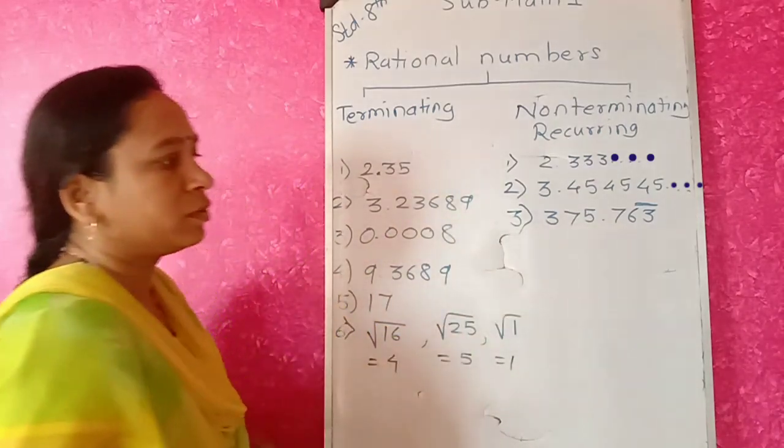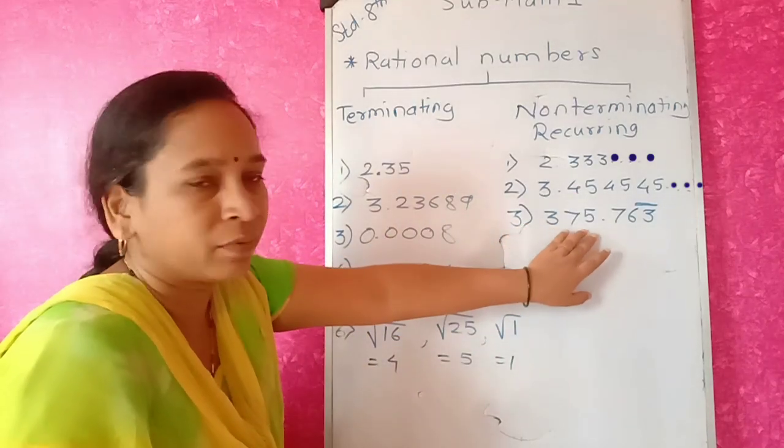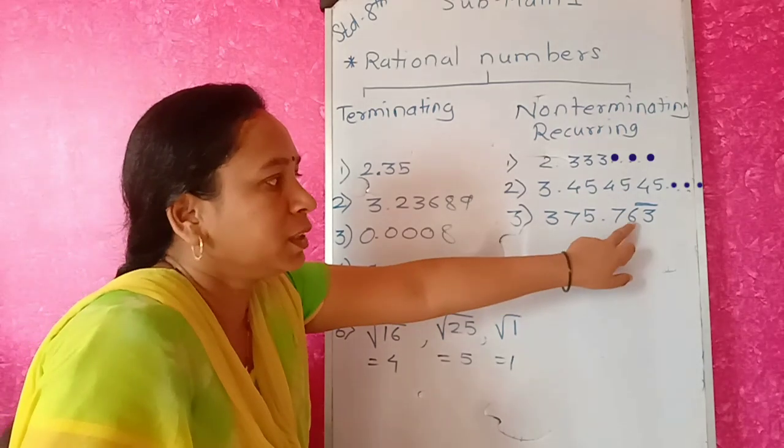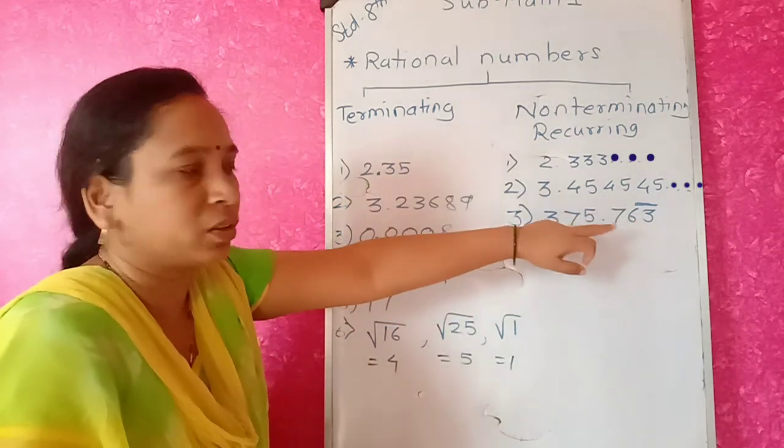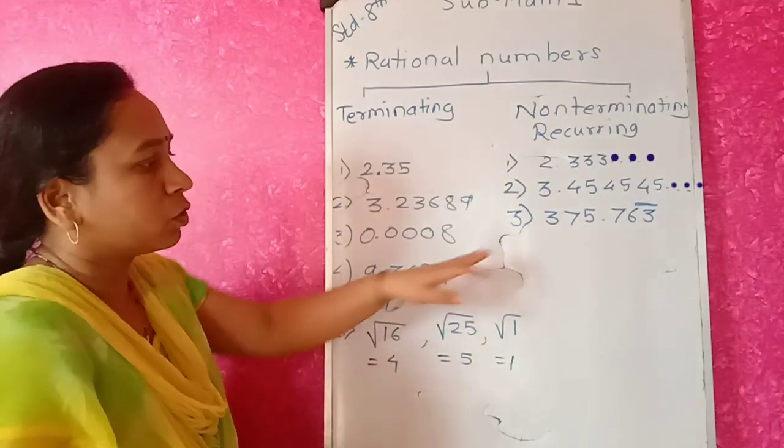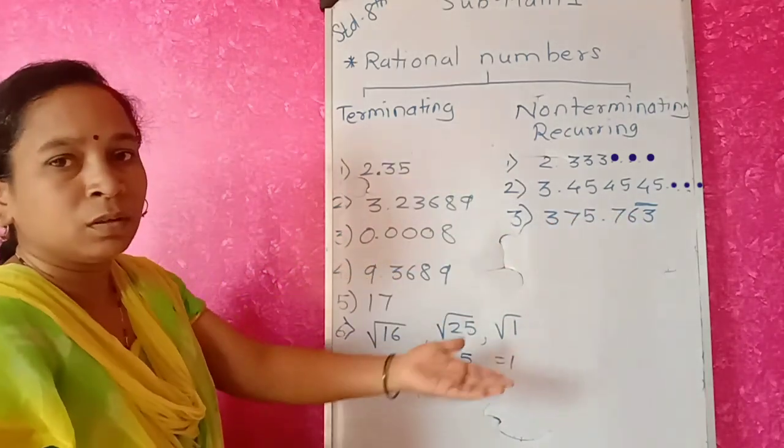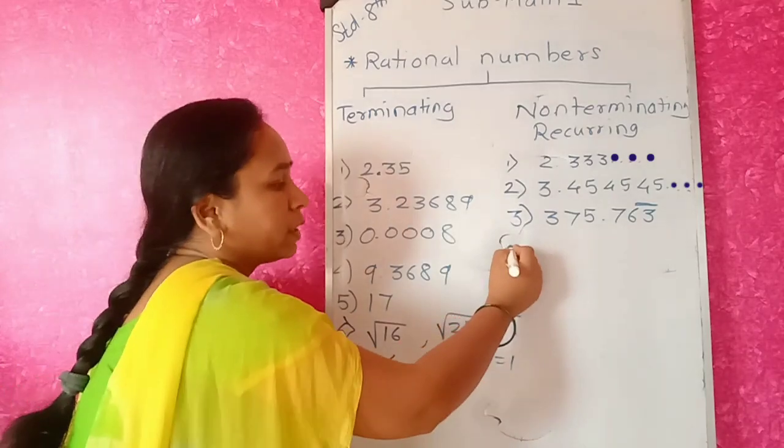So what is the meaning of this? In 375.7, 636363 is going to repeat. So here only 2 digits are going to repeat. So it is recurring.